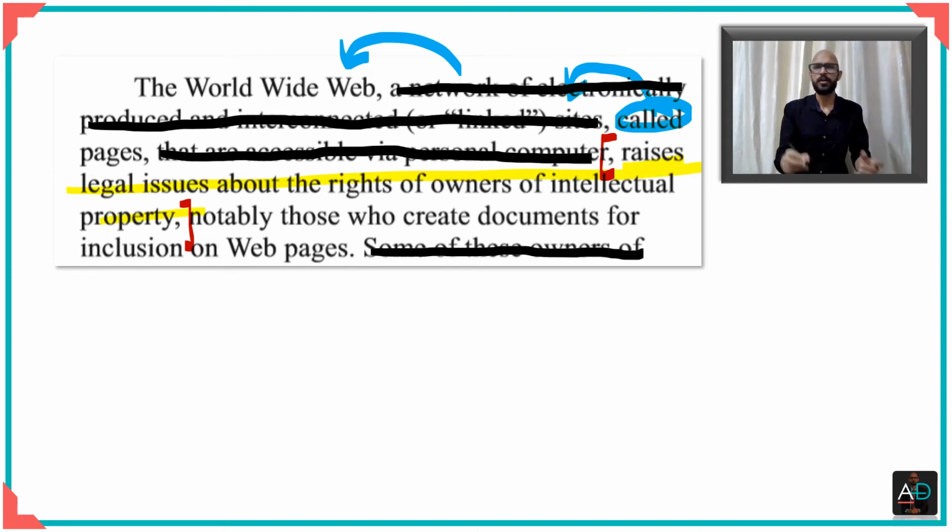it is not talking about something discussed before, and therefore this is not the qualifier. On the contrary, I'd retain this as one of the main parts of this sentence. Okay, so now I retain this. Also, now if you look at what happens at the end, you can see that notably those who create documents for inclusion. So notably this.